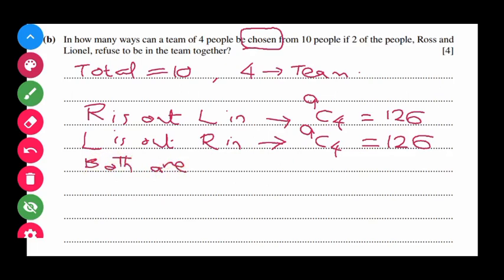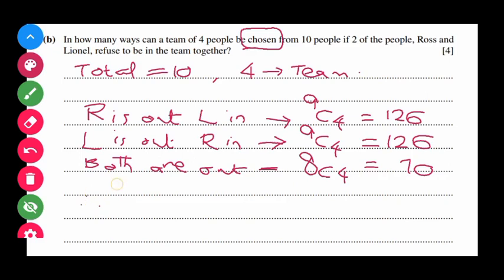Okay. What if both are out? If both are out, what happens? If both are out, there exist only 8 people. From that, choose 4. 8C4, yes, we get it as 70. But we don't want both out. We want only any one of them out. Okay.